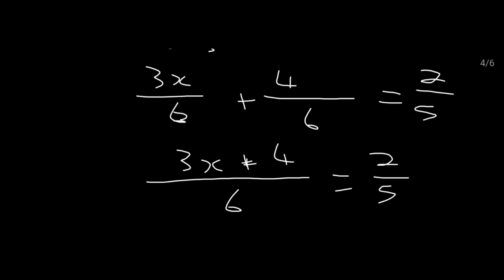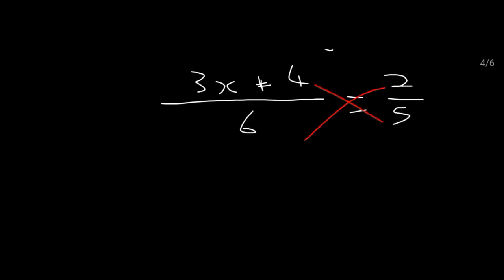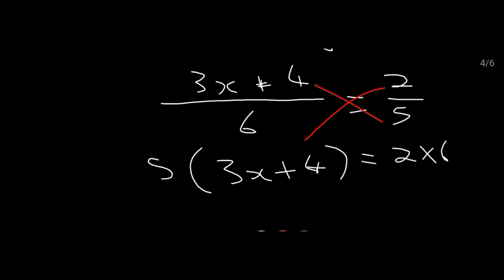Now we have one fraction here, one fraction there. So we can cross multiply. So we'll cross multiply 5 and multiply everything that is here. So it will be 5 open bracket multiplied by 3x plus 4, then equal to 2 multiplied by 6.